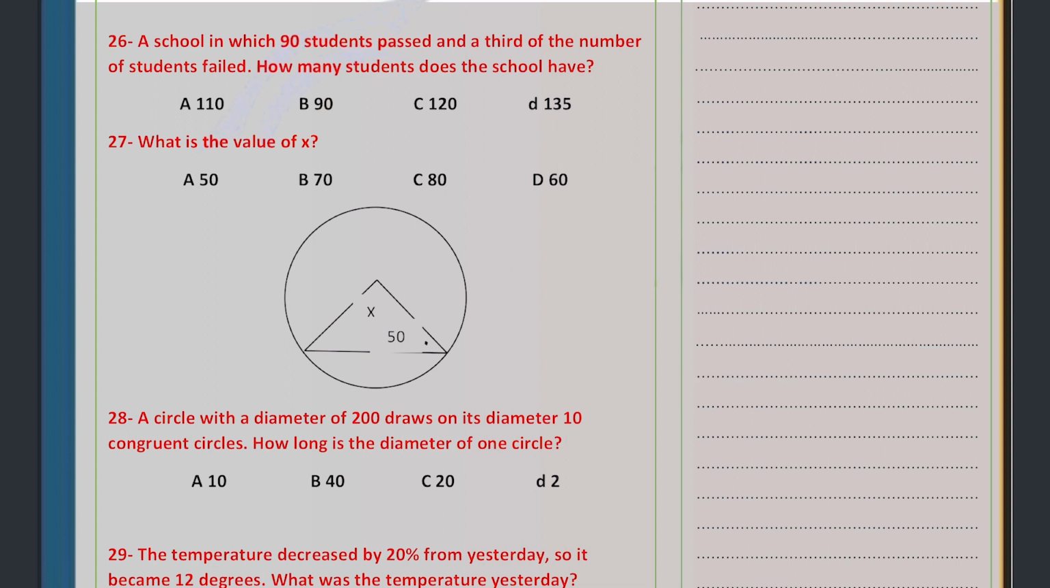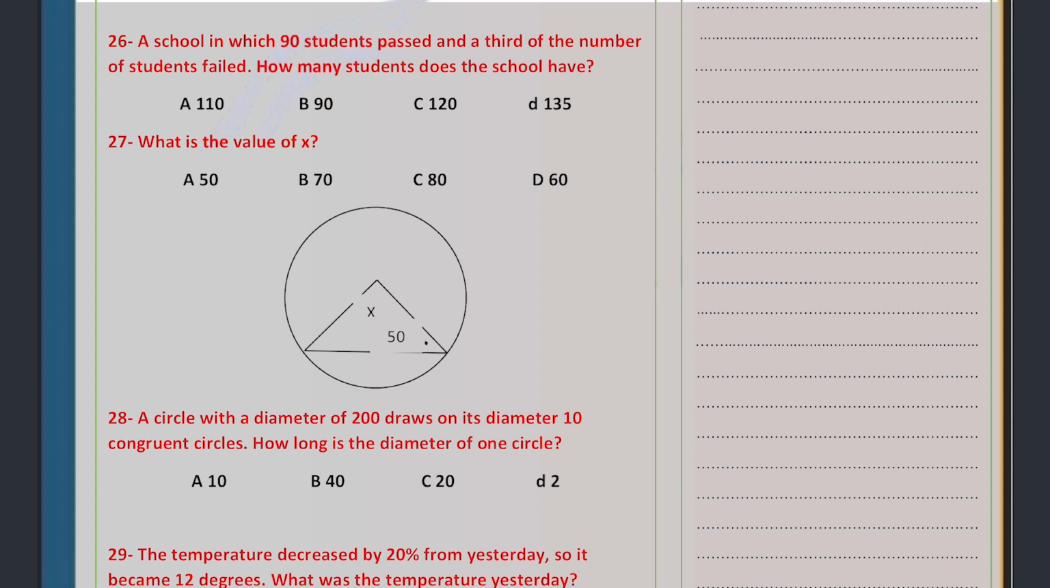Question number 29. Temperature decreases by 20% from yesterday, and it became 12 degrees. What was the temperature yesterday? Okay. It decreased 20%, so I have 20 out of 100. 100 is yesterday, and the 20% is the decrease. But I do not have the decreased temperature and I do not have yesterday's temperature, so I cannot use the 20% here as a percent.